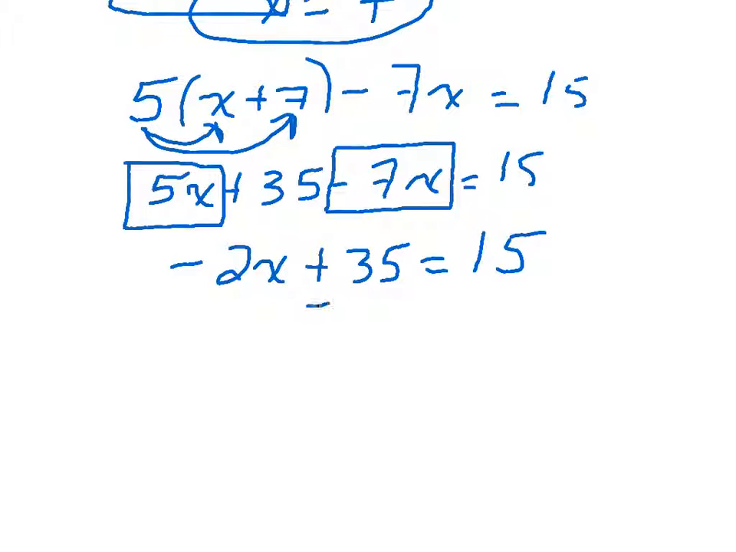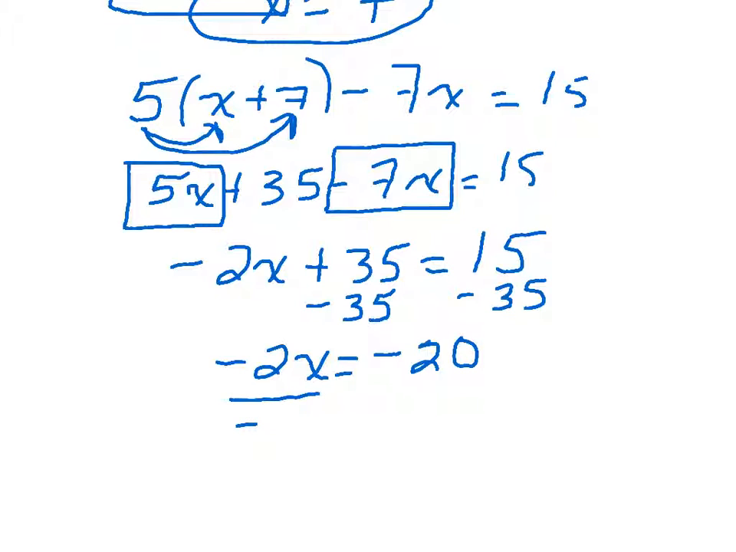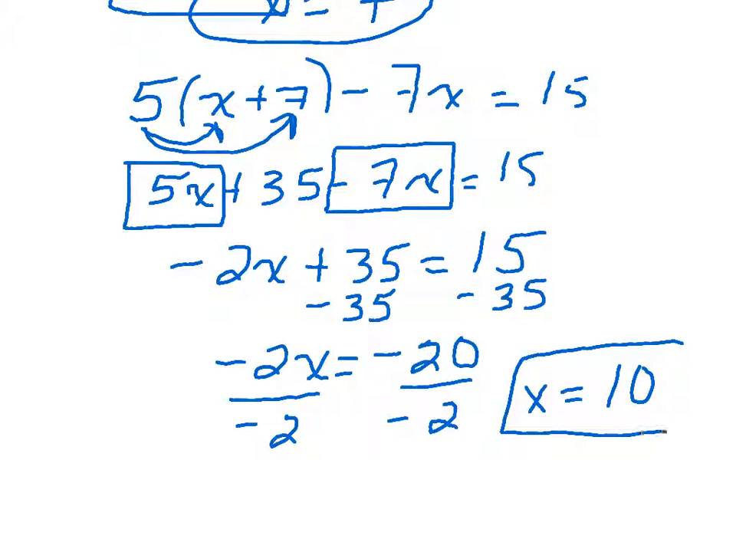We're getting rid of the 35 by undoing the addition, so we need to subtract 35 from both sides. When we rewrite, we're going to have 15 minus 35, and that's going to give us a negative 20. And finally, we get rid of the negative 2 by dividing. And then when we rewrite our final answer, a negative divided by a negative is positive, and 20 divided by 2 is 10. All done.